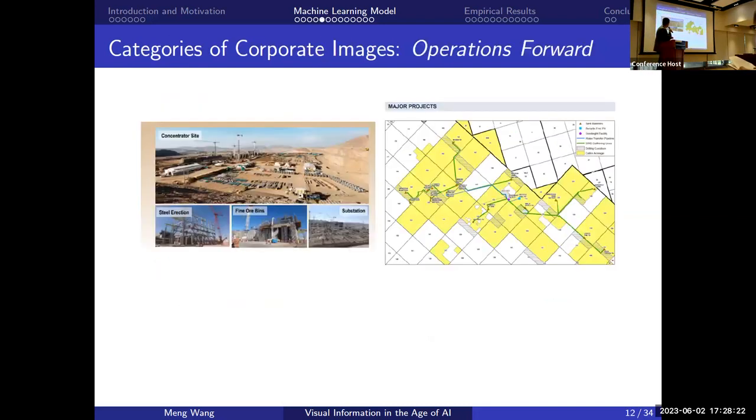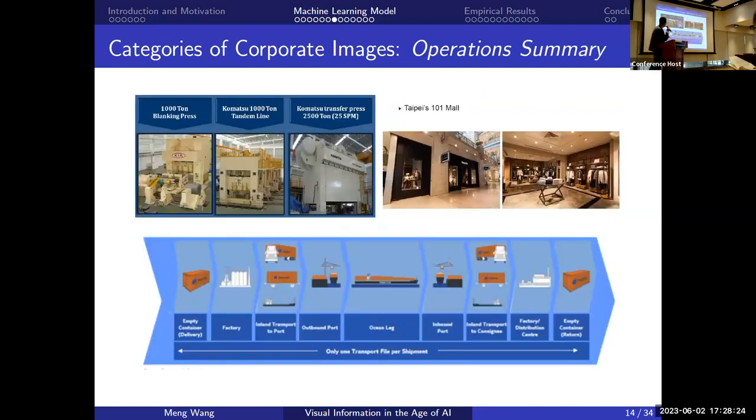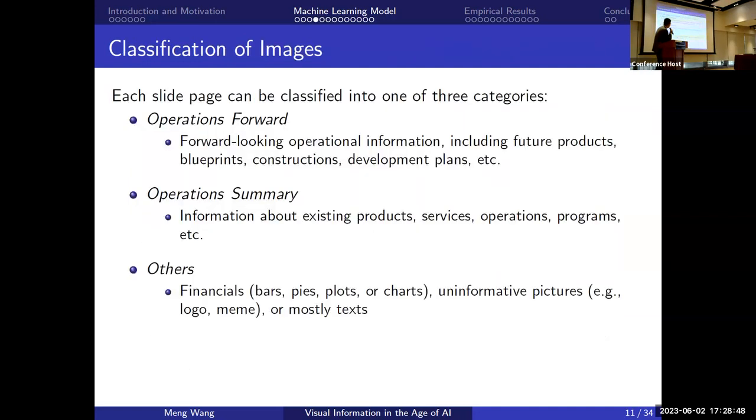To give you some examples, on the top left is a figure of the machines produced by some factories, and on the top right we have a picture of a shopping mall operated by the corporation. And at the bottom, we have a picture of a summary of their business operations. So these are operations backward.